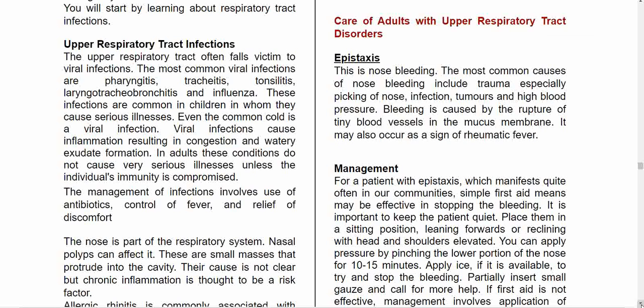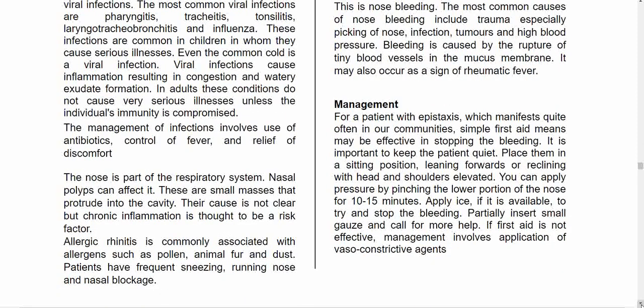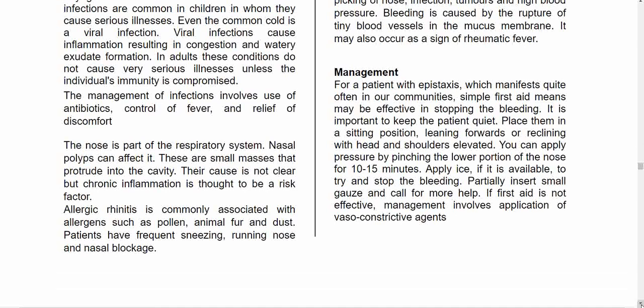For a patient with epistaxis, which manifests quite often in our community, simple first aid may be effective in stopping the bleeding. It is important to keep the patient quiet. Place them in a sitting position, leaning forwards, or reclining with the head and shoulders elevated. You can apply pressure by pinching the lower portion of the nose for 10 to 15 minutes and apply ice if it is available to try and stop the bleeding. Partially insert small gauze and call for more help.